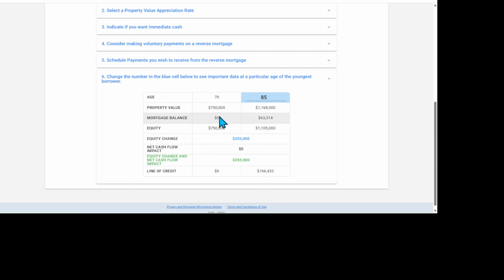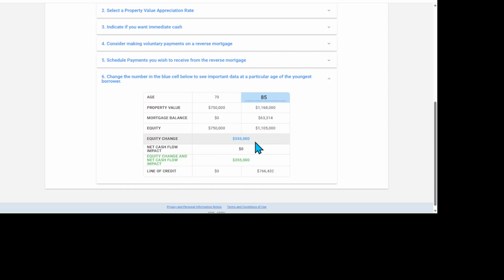Those are the financed fees, accruing interest, and FHA insurance over the years. Right now you have $750,000 of equity, and in 15 years you'd have $1.1 million. That would be for the heirs to inherit. And of course that's an increase of $355,000.